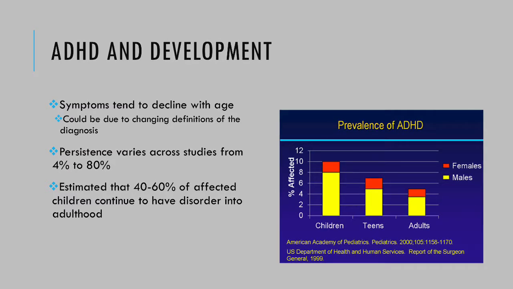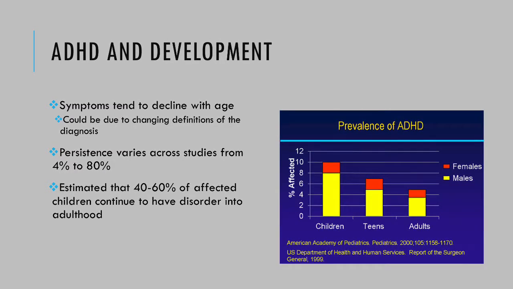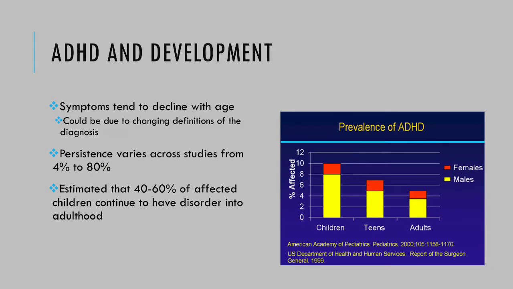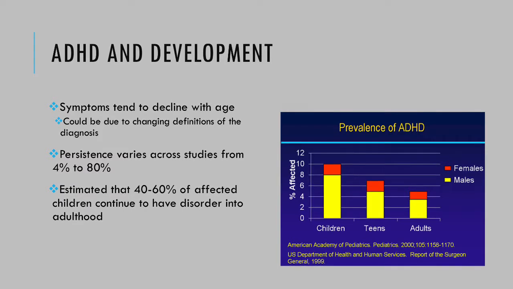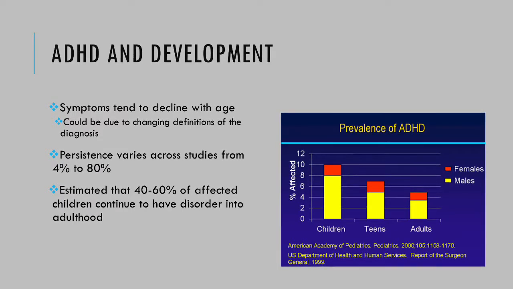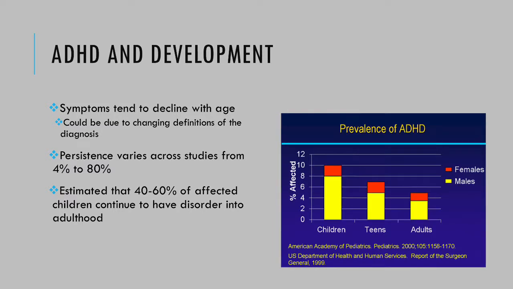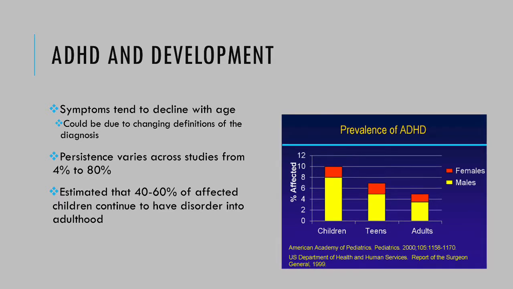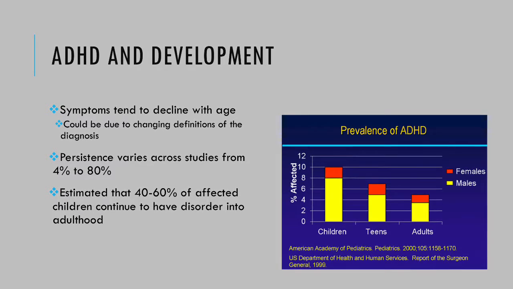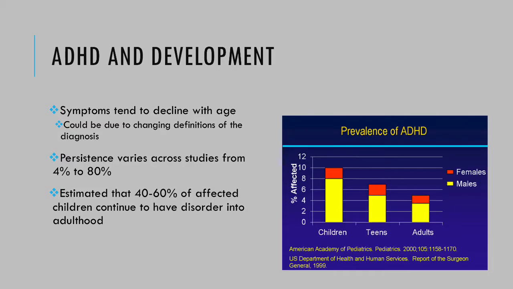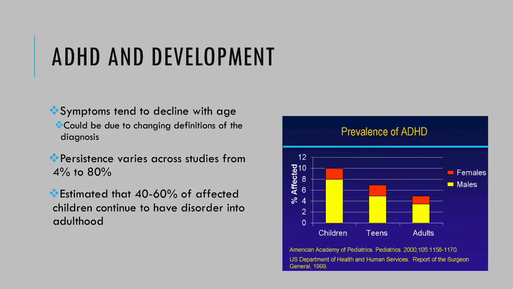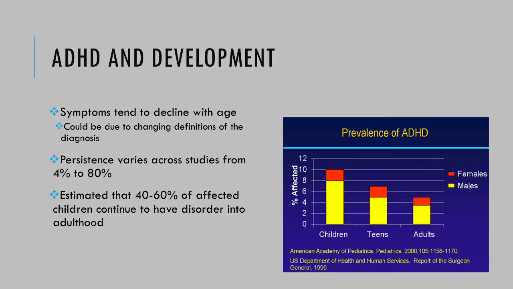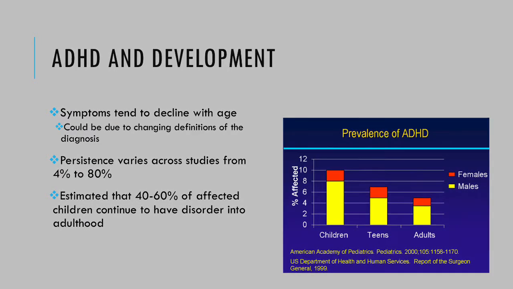So, looking at the chart to the right, it shows this fact a little bit. So, children tend to have a higher amount, teens a little less than that, and then adults a little less than that. This could be due to other factors, other than them being quote unquote cured. Also, the chart doesn't necessarily show the age range of the adults and children, but you can assume the numbers.